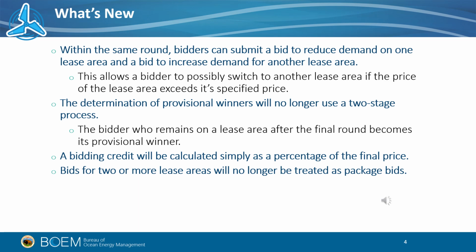The bidder who remains on a lease area after the final round becomes its provisional winner. The fourth change is that the bidding credit will be calculated simply as a percentage of the final price. The fifth change is that bids for 2 or more lease areas will no longer be treated as package bids.